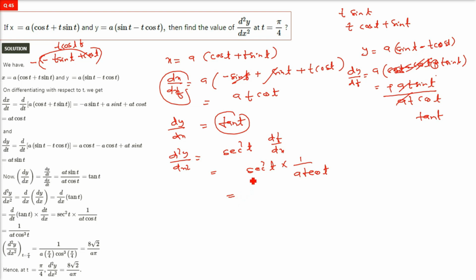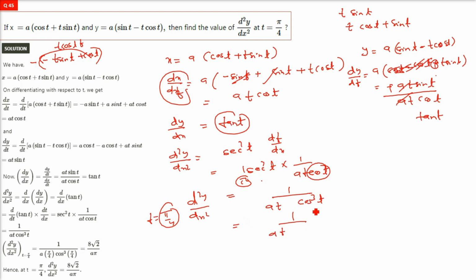So we have one, this sec square t will be in the denominator, it will be cos square t. So 1 by a t cos cube t it will be. Now d2y by dx2, this expression we have found out, but we have to find it at t equals pi by 4.